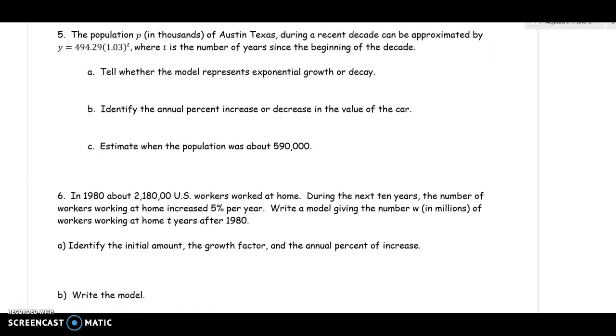Next problem. The population during a recent decade can be approximated by this model. T is the number of years since the beginning of the decade. Basically, this problem is just like the previous problem, so pause the video, try this problem on your own. I will get you started. Notice that 1.03 is bigger than 1, so this time it is growth. Try B and C and then check back in a few minutes.